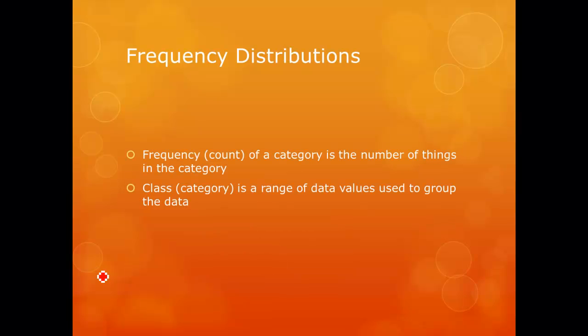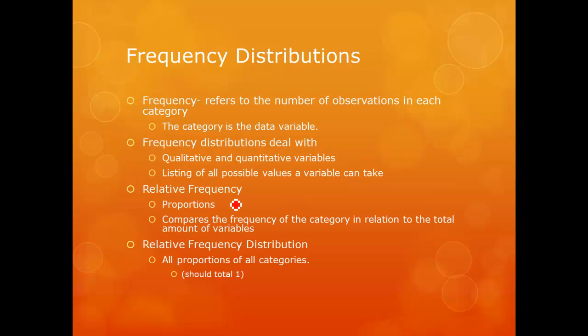So the first thing we're going to talk about is frequency distributions. Frequency distributions deal with the frequency or the count of a category, which is the number of things in the category. The official vocabulary word for that is the class. This is the range of data values used to group the data. Frequency refers to the number of observations in each category. The category is the data variable.